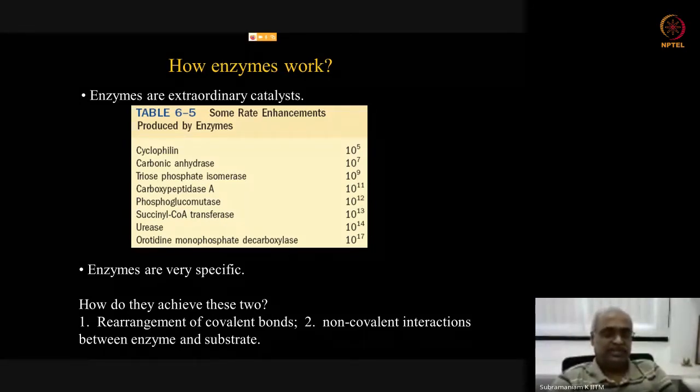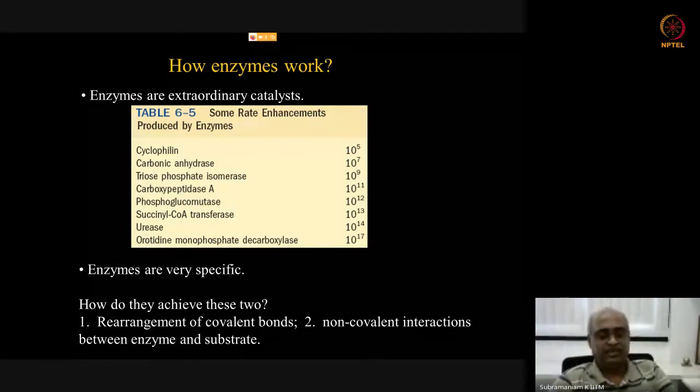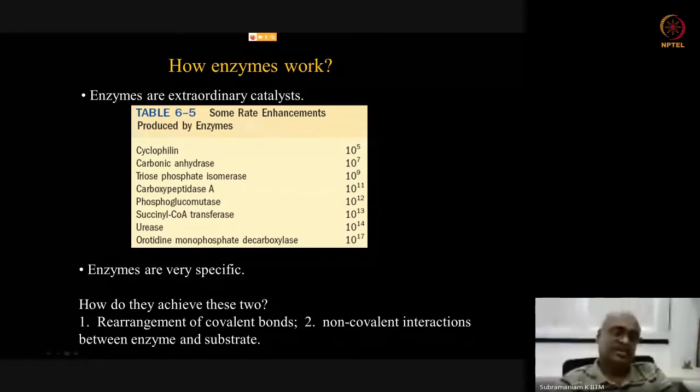So two important points are shown in these two bullets. One, they are extraordinary catalysts, and they are very specific. Both of these features are accomplished using very similar mechanisms. So they achieve these two by these two features listed here. One, rearrangement of covalent bonds in the reacting molecules, and second, several non-covalent interactions between enzyme and substrate.